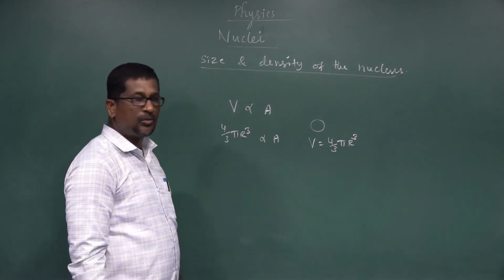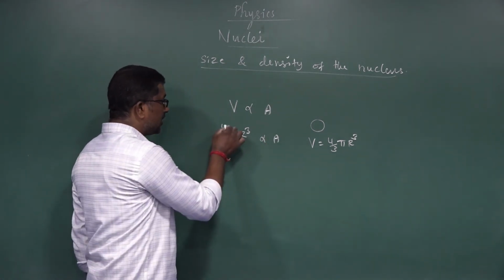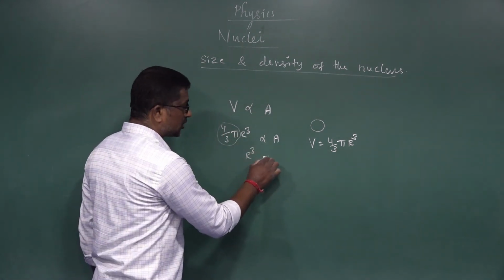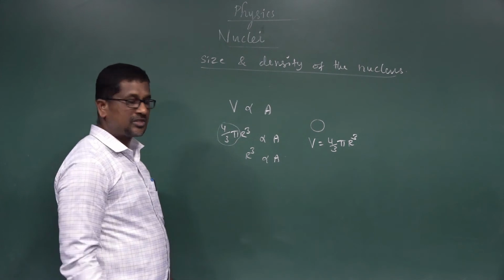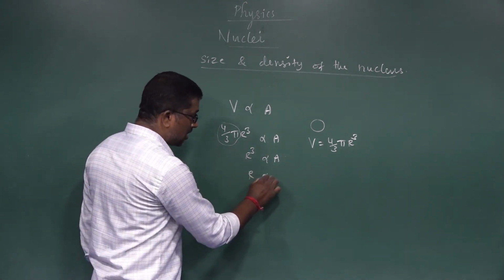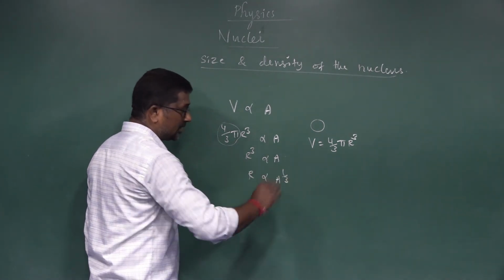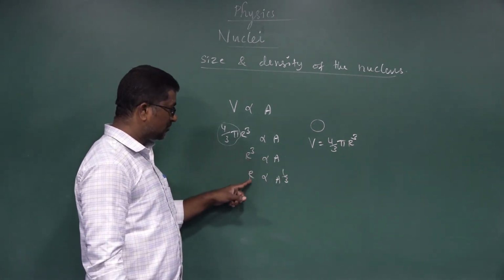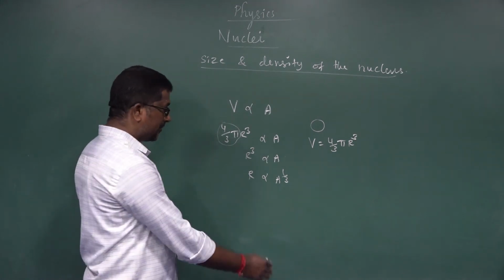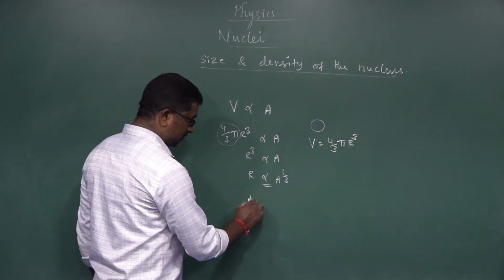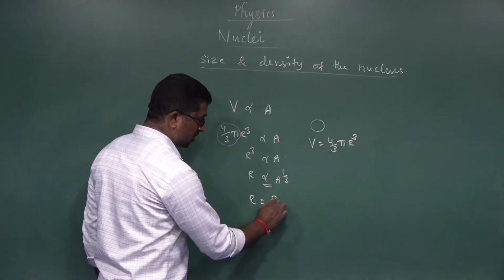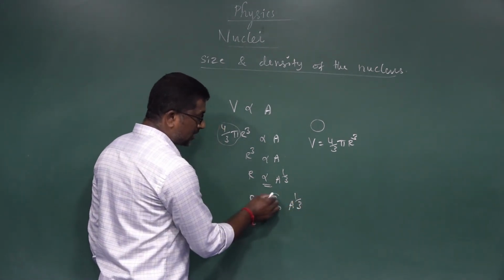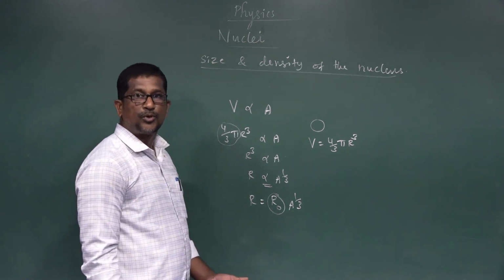Therefore 4 by 3 pi r cube is proportional to A. Here 4 by 3 pi is a constant. Therefore r cube is proportional to A, or r is proportional to A power 1 by 3, by taking the cube root on both sides. If you want to remove proportional, we should introduce a constant, that is r0 into A power 1 by 3. Here r0 is a constant of proportionality.